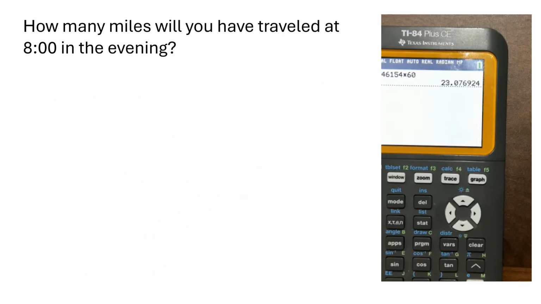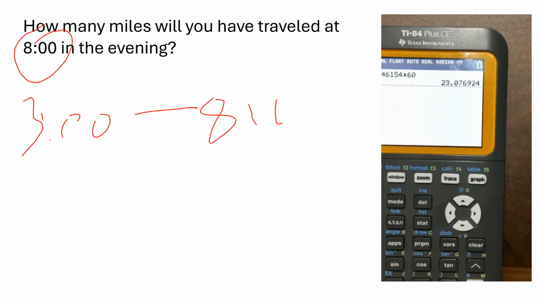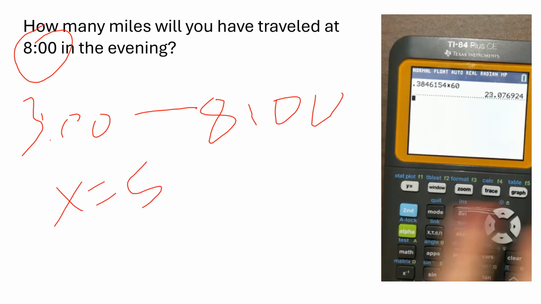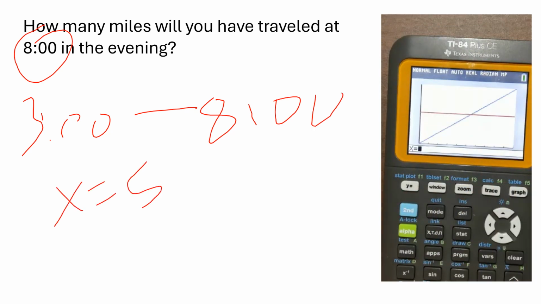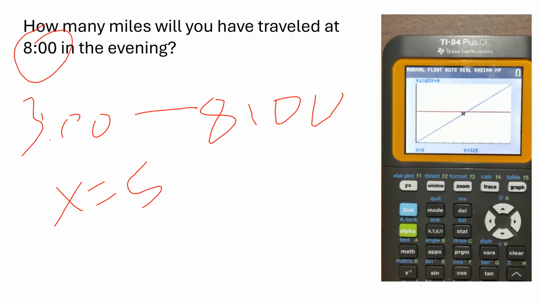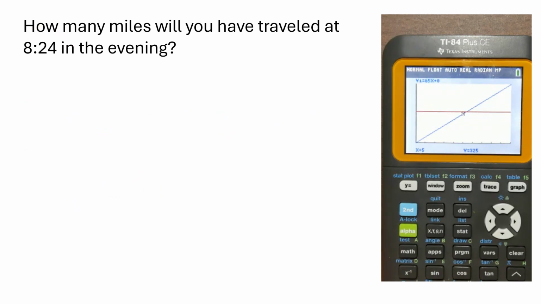Let's go to the next one. So this one says exactly 8 o'clock. So from 3 p.m. to 8 p.m. is exactly 5 hours. That makes it pretty simple. I'm going to come over here. I have my graph, second trace, and I go to value, plugging in 5, and we can assume 5 hours later, you are exactly 325 miles away from home based on this model.